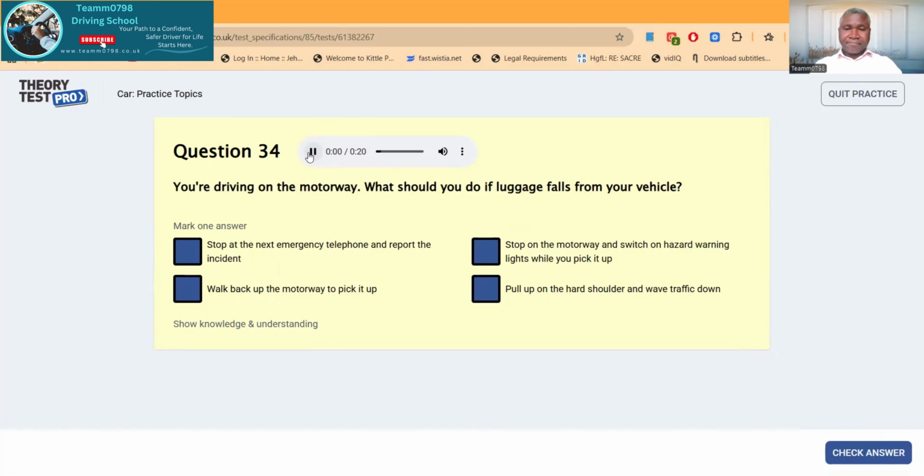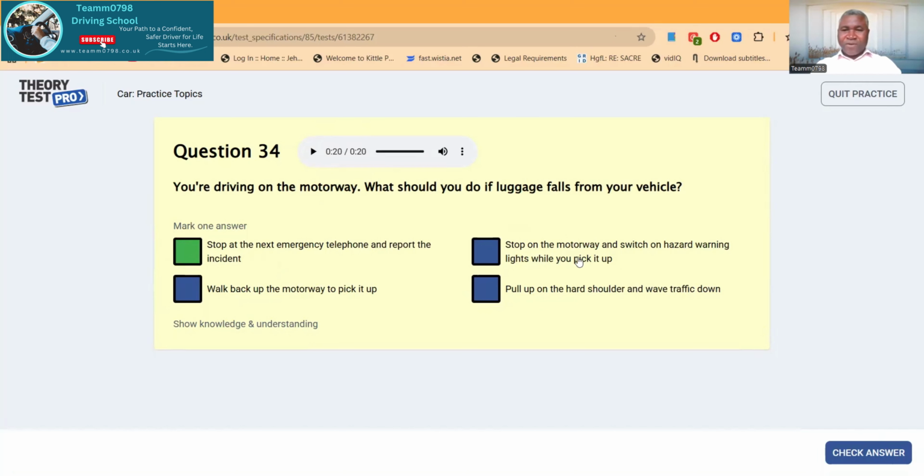You're driving on the motorway. What should you do if luggage falls from your vehicle? Stop at the next emergency telephone and report the incident. Stop on the motorway and switch on hazard warning lights while you pick it up. Walk back up the motorway to pick it up. Pull up on the hard shoulder and wave traffic down.